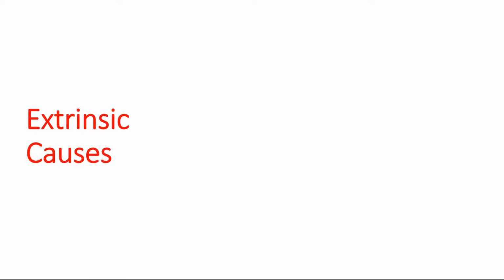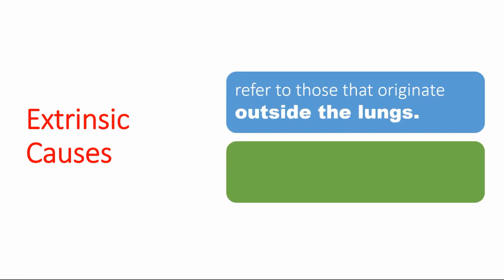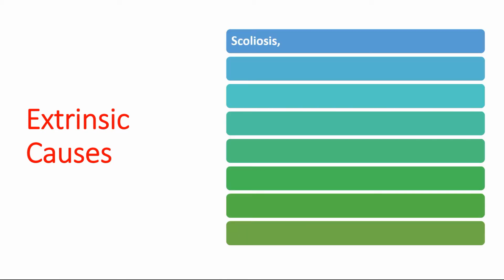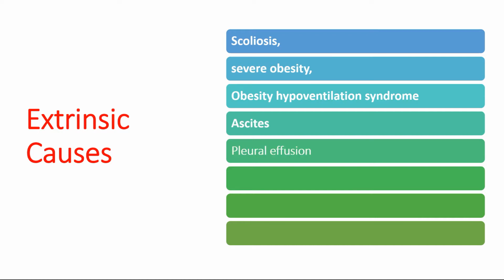So we have also extrinsic causes. In extrinsic causes, the causes are outside the lungs, but it affects the lungs. It refers to those that originate outside the lungs. These include impairment caused by scoliosis, severe obesity, hypoventilation syndrome, ascites. In all these conditions, these cases affect the lungs, compress the lungs, pleural effusion, or even pleurisy without effusion, malignant tumors, rib fractures. In all these cases, the lesion is outside the lung, but it affects the lungs.